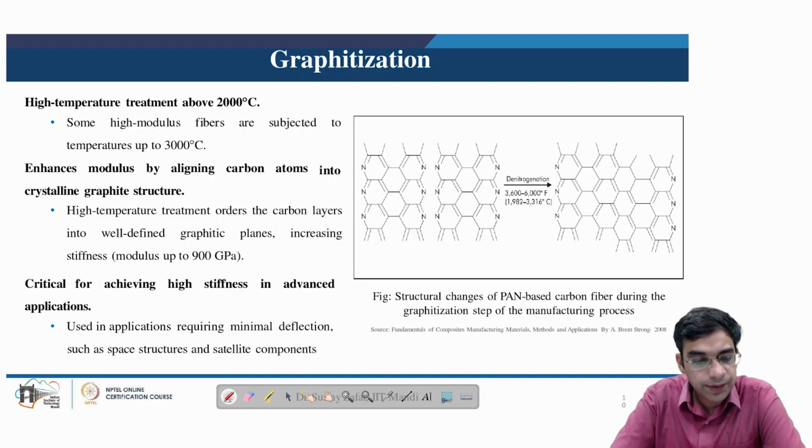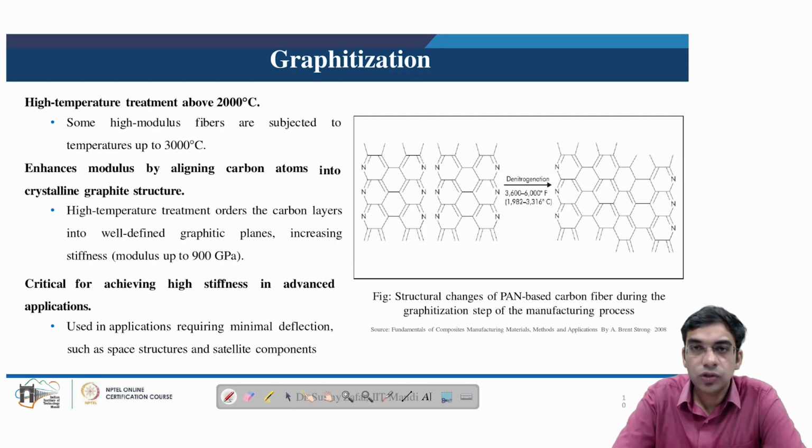Under the graphitization step, a higher temperature, up to the order of 2000 degrees Celsius, is utilized. High modulus fibers may also be subjected to 3000 degrees Celsius. The objective of graphitization is to enhance the modulus of the fibers by aligning carbon atoms into crystalline graphite structures. The high temperature treatment orders the carbon layers into well-defined graphitic planes, therefore increasing stiffness and modulus, which can go as high as 900 gigapascals.